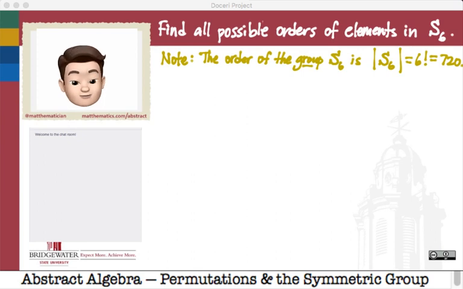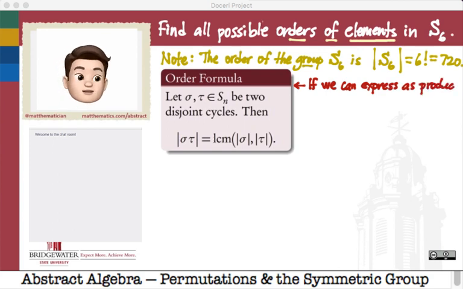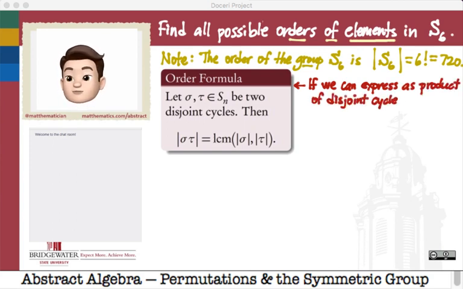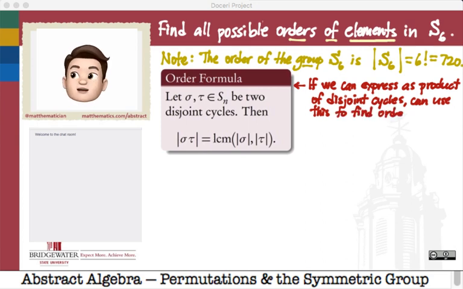And the smarter approach that I want to take is powered by this formula that we saw in our lecture videos for this chapter. It says that if I can express a permutation as a product of 2 disjoint cycles, so if sigma and tau are disjoint cycles, then we have this really handy formula for how to find the order of sigma tau. It's nothing more than the least common multiple of the order of sigma and the order of tau. So if I can express my permutation as a product of disjoint cycles, I can use this order formula to find the order of that product of disjoint cycles.